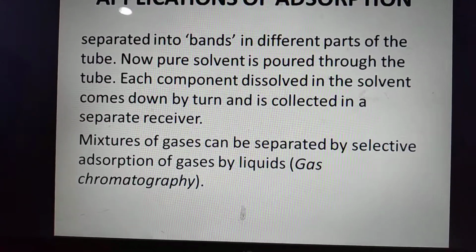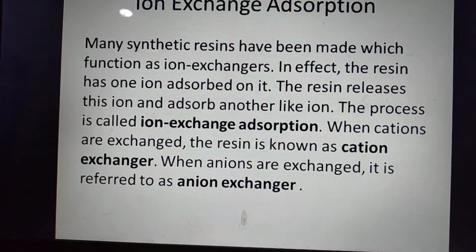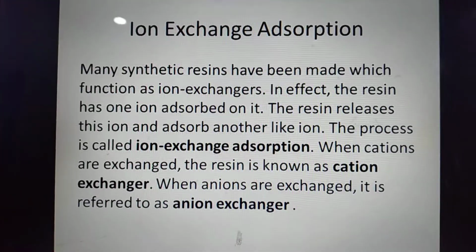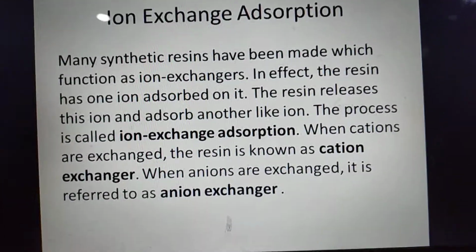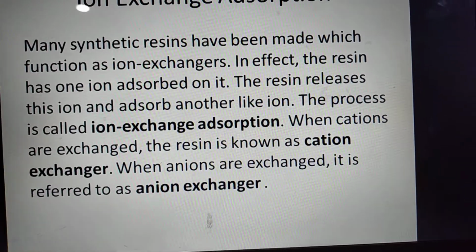A mixture of gases can be separated by selective adsorption of gases by a liquid, as in gas chromatography. Another example is the ion exchange adsorption phenomenon. Many synthetic resins have been made to function as ion exchangers.